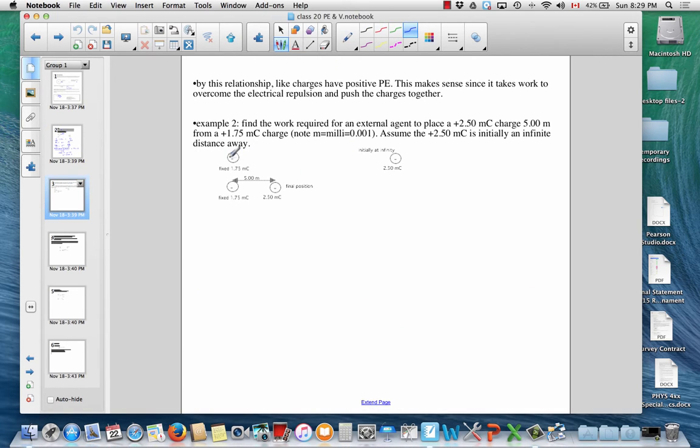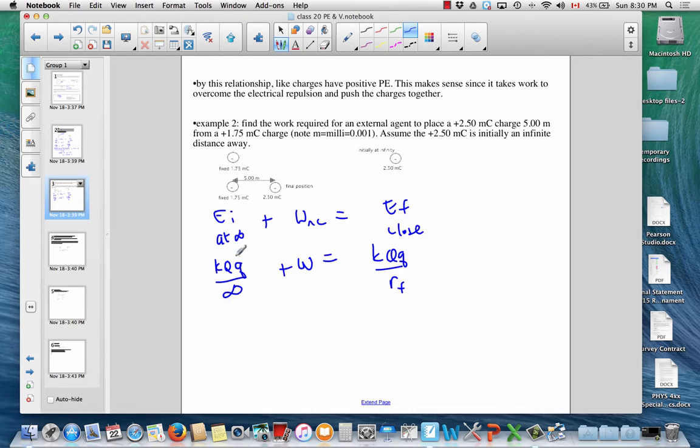So now let's look at like charges. Let's imagine that they're initially separated by an infinite distance, and then we push this 2.5 millicoulomb charge in. So energy at the beginning, which is out at infinity, plus work equals energy at the end when they are close. Now, as we saw before, the potential energy at infinite separation is just 0. So the work that was done here in pushing these like charges together is kQQ over r.